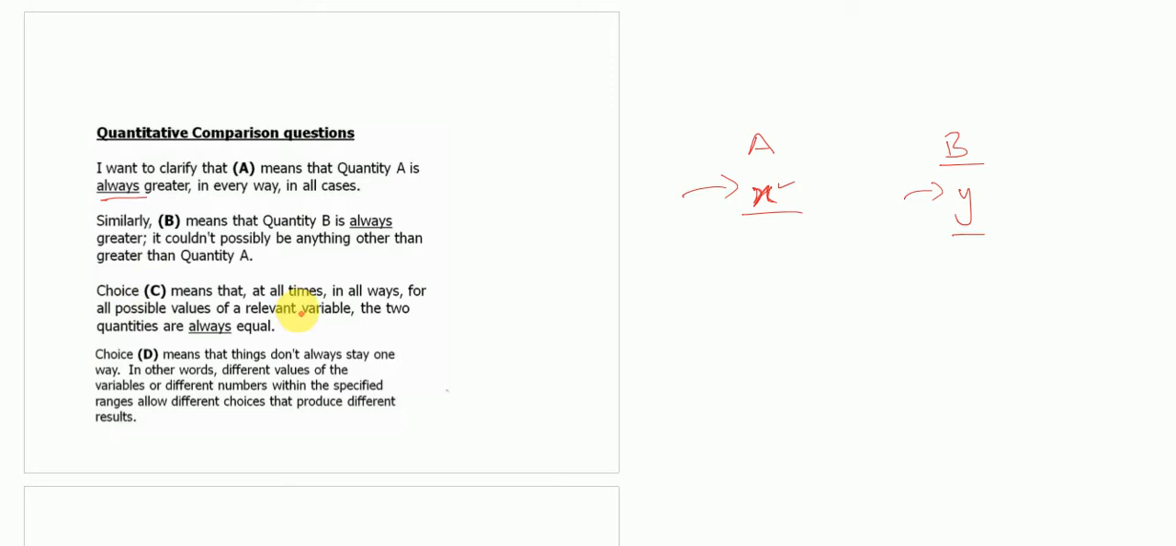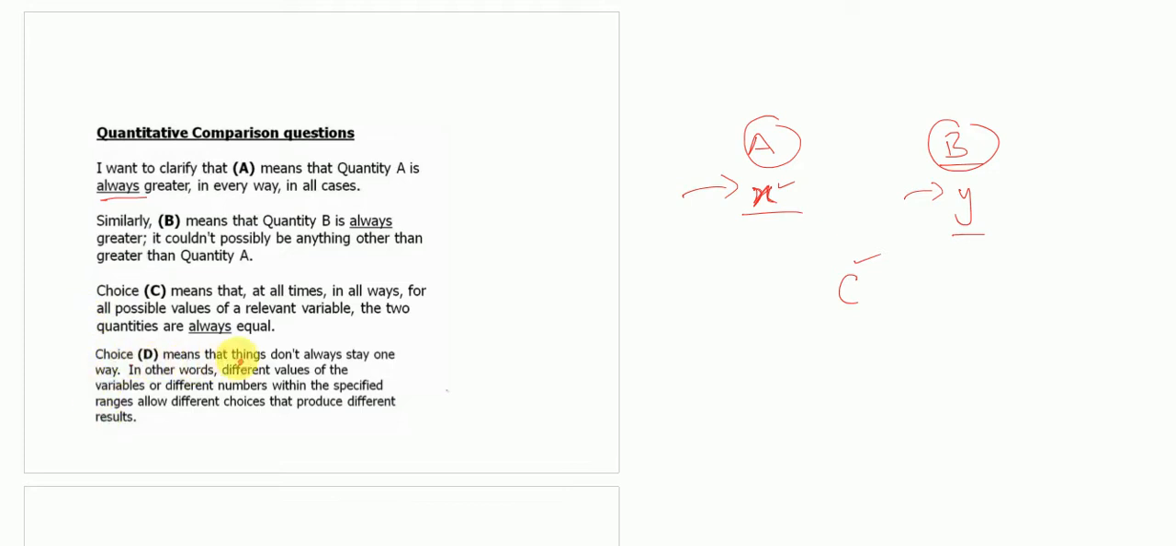Choice C means that at all times, in all ways, for all possible values of a relevant variable, the two quantities are always equal. So once again, choice C means that both the values in column A and column B are always equal. You can't say that in some cases they're equal and in some other cases they're not. No, then you can't choose C. So C means that in all given cases, quantity A is always equal to quantity B. This is what choice C means.